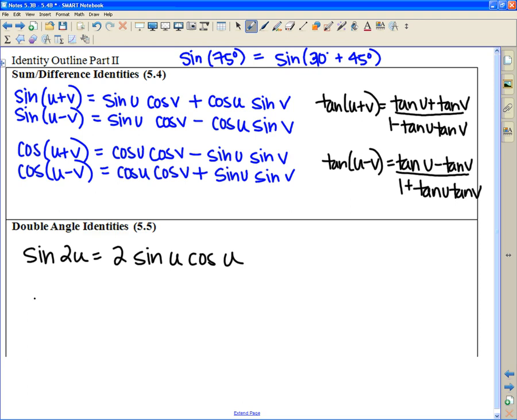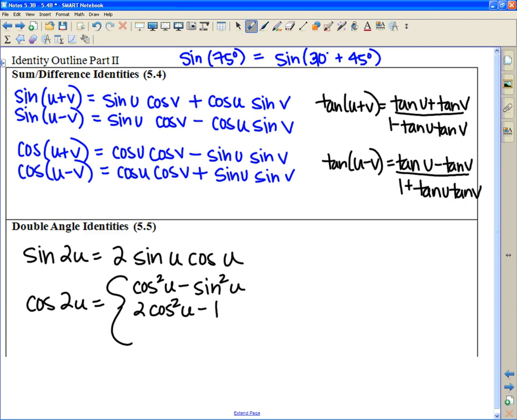The cosine of 2u actually has 3 different useful identities, and you're going to have to choose carefully, depending on what you're doing, which one seems to be the best option. It could be cosine squared u minus sine squared u. You could replace cosine of 2u with 2 cosine squared u minus 1. Or you could replace it with 1 minus 2 sine squared u.